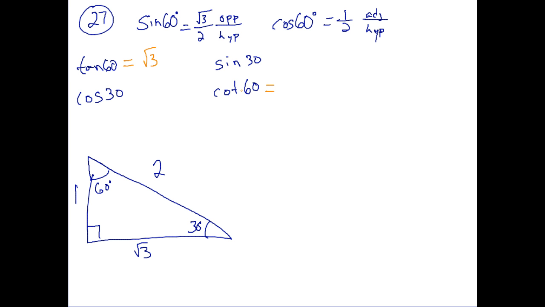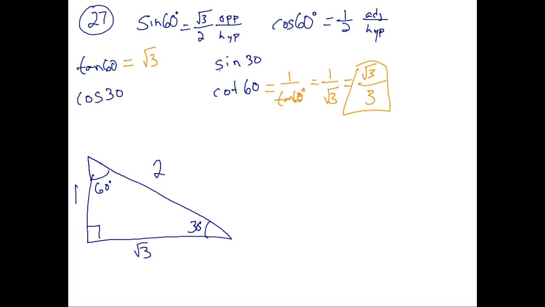Well, let's look at cotangent of that angle. Cotangent is just 1 over tangent of the angle, which in this case is 60. All right, so if tangent of 60 is radical 3, 1 over radical 3 is going to be cotangent, which if we rationalize that, is radical 3 over 3. So cotangent of 60 is radical 3 over 3.